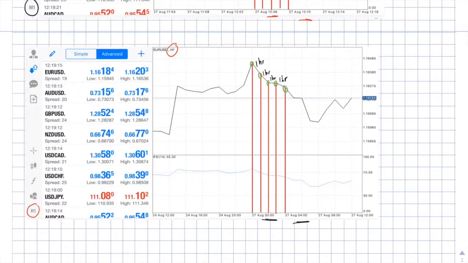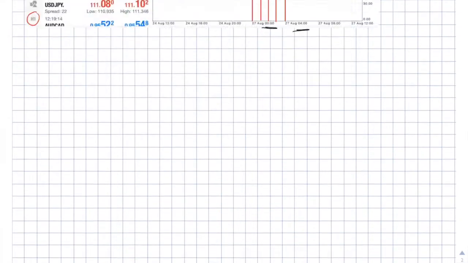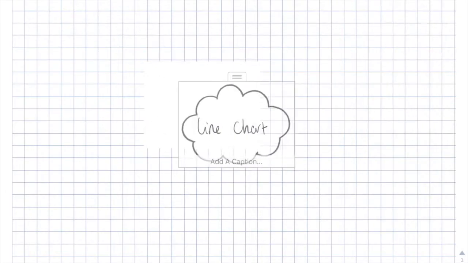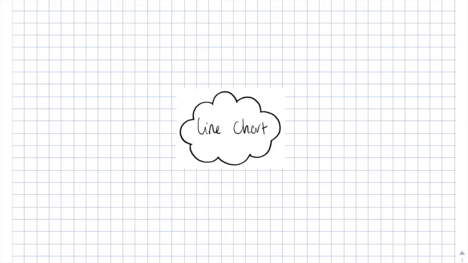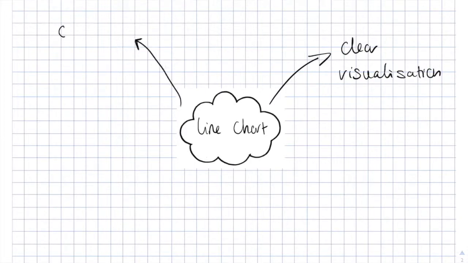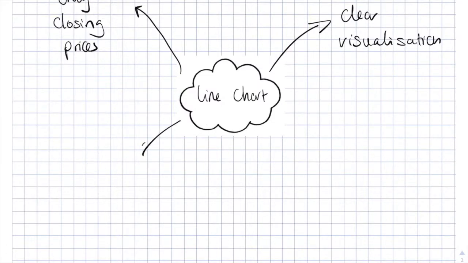And just to summarize a line chart, a line chart gives a clear visualization for the trader, and it really represents only the closing prices. For this reason, it's very simple. It gives an uncluttered view, so it doesn't provide any other information. So this is best in observing trends.